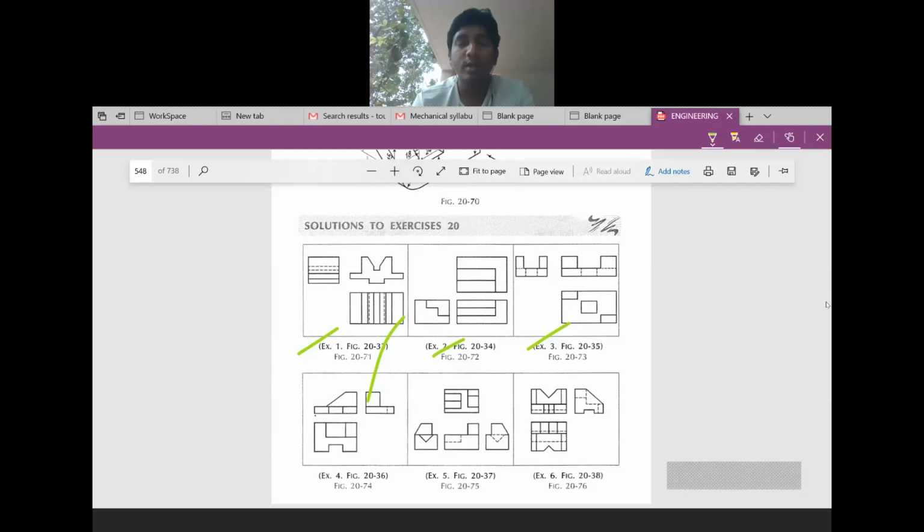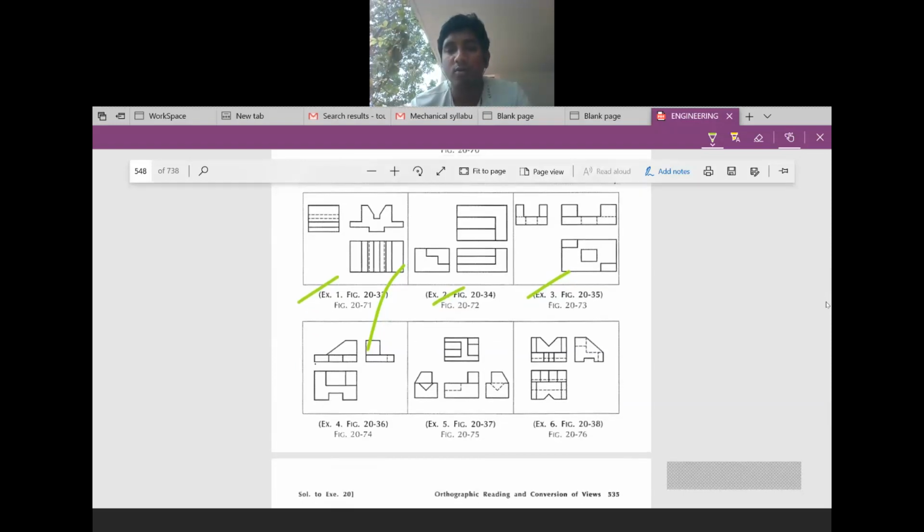Just go through it and practice all these problems. Write down orthographic projections on the heading and draw all the problems in your notebook, or if you have a drawing sheet you can draw in the drawing sheet as well. If a drawing sheet is not available, you can draw in your notebook using drawing instruments. You can submit to your faculty. They will give you the assignment marks.